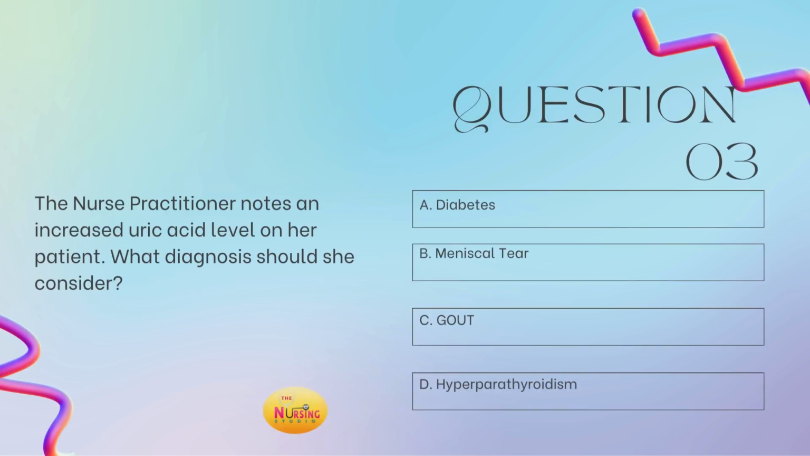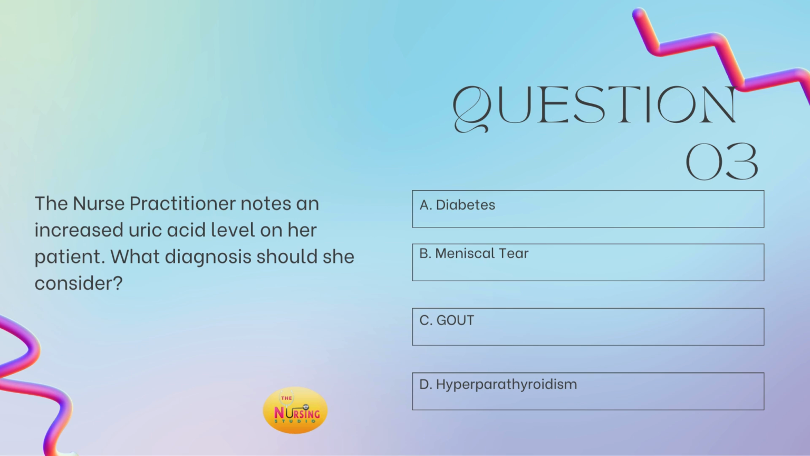And then lastly, question number three for today. The nurse practitioner notes an increased uric acid level on her patient. What diagnosis should she consider? Is it A, diabetes, B, a meniscal tear, C, gout, or D, hyperparathyroidism? Take a moment and tell me what you got in the comments, you guys.